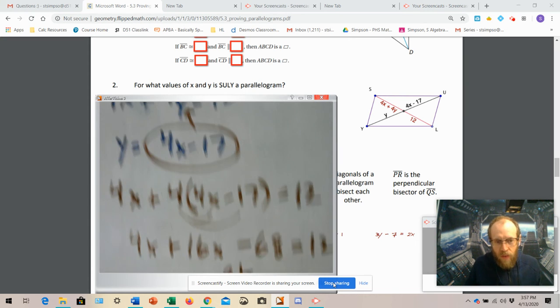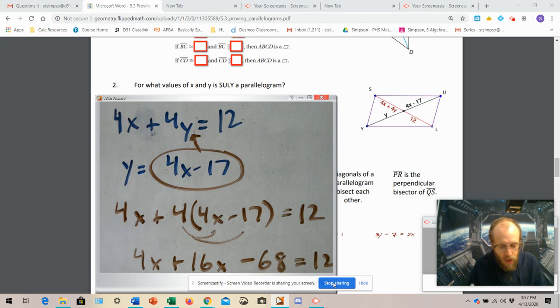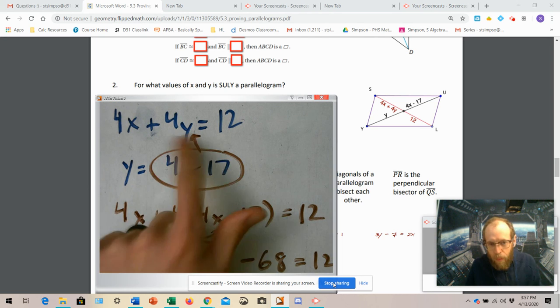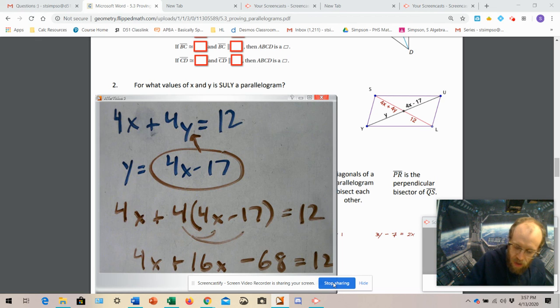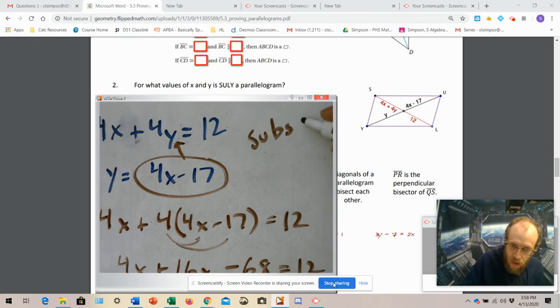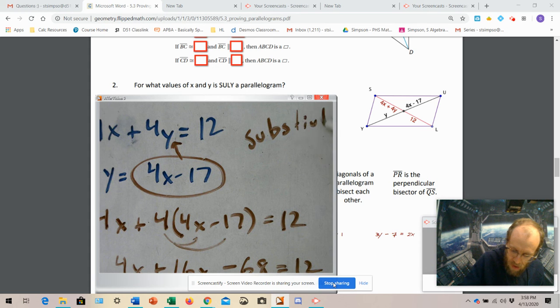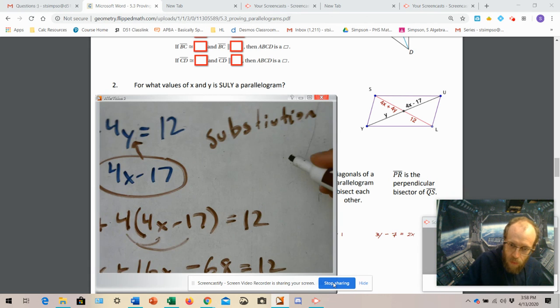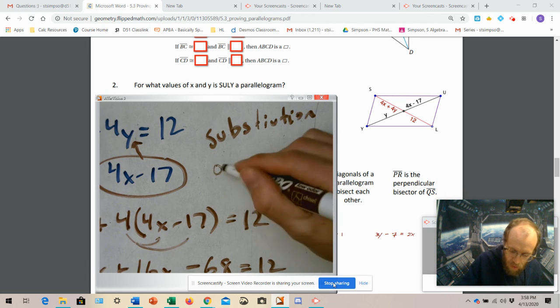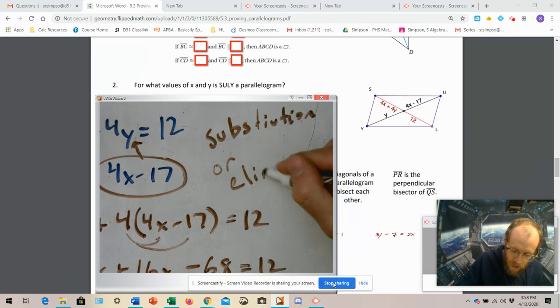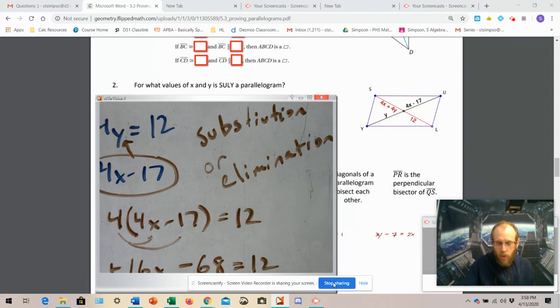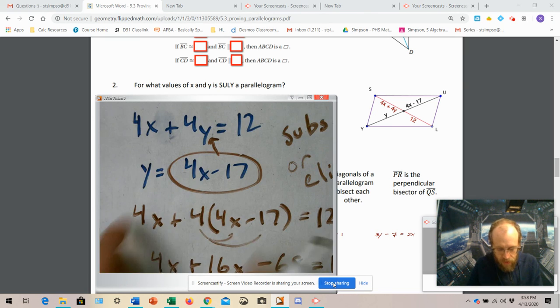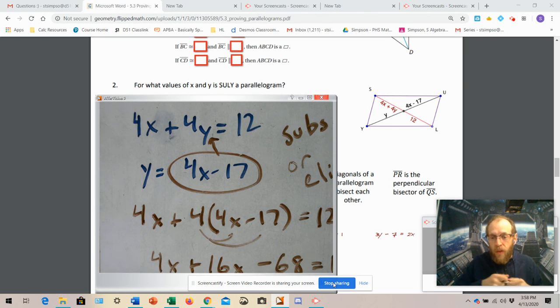So again, what I've done here is called the substitution method. When I've got two variables, I will have to combine two equations, either using substitution or I can use elimination, which again is the one where you add the two equations together. But first you have to line up your x's and y's and stuff. So hopefully this helps you on some of those parallelogram problems.